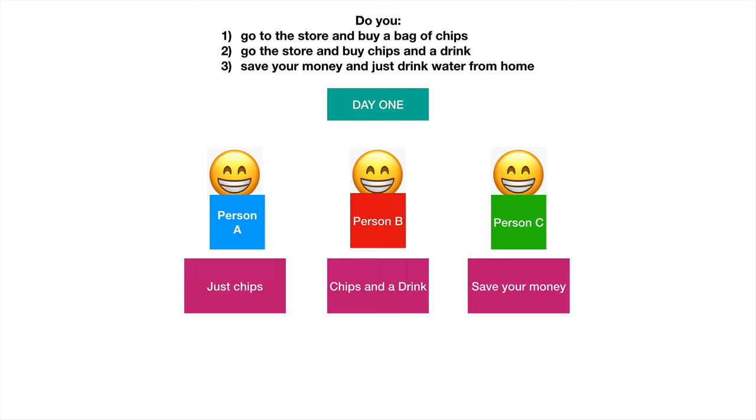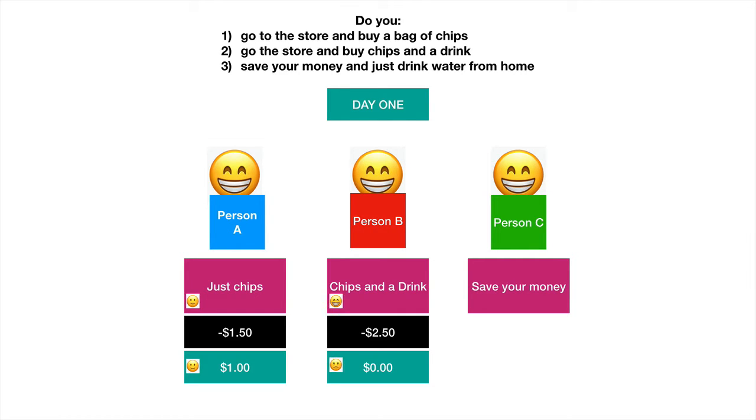Let's take, for example, this situation where you go to a store and buy a bag of chips and a drink, or you save your money and just drink water from home. If you just get the chips, you're going to be spending about $1.50, and you're going to save $1. So you might be happy that you're getting the chips, and a little happy that you're saving $1, but you're a little bit sad that you didn't get that extra drink to go along with it. Person B is very happy that they got the chips and a drink, but they're sad because now they've spent all their money, whereas person C spends no money and saves it all. And so they're a little sad because they don't get their drinks, and they also don't get food. So they're just bringing something from home. It's not as exciting, but they're saving their money.